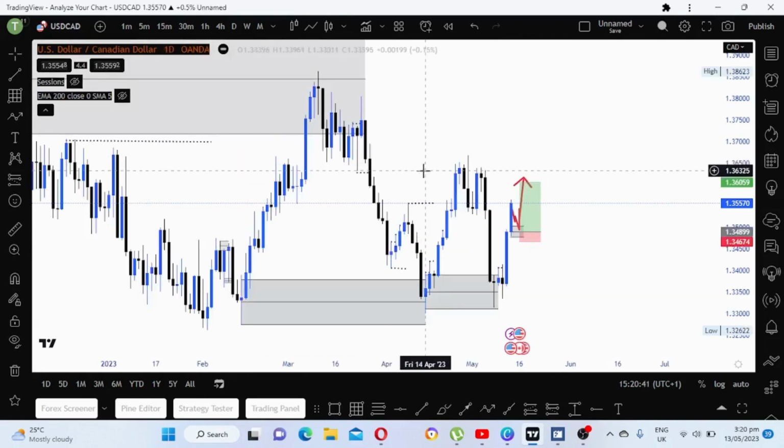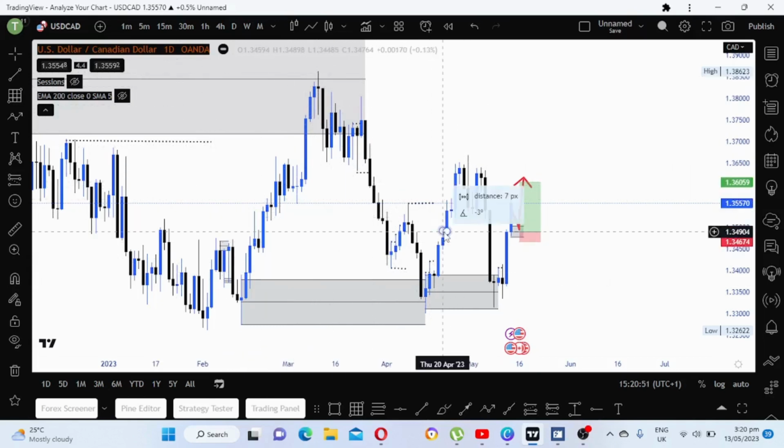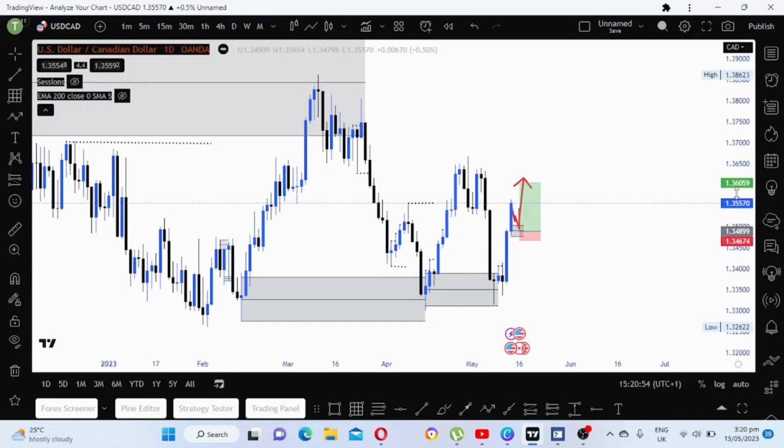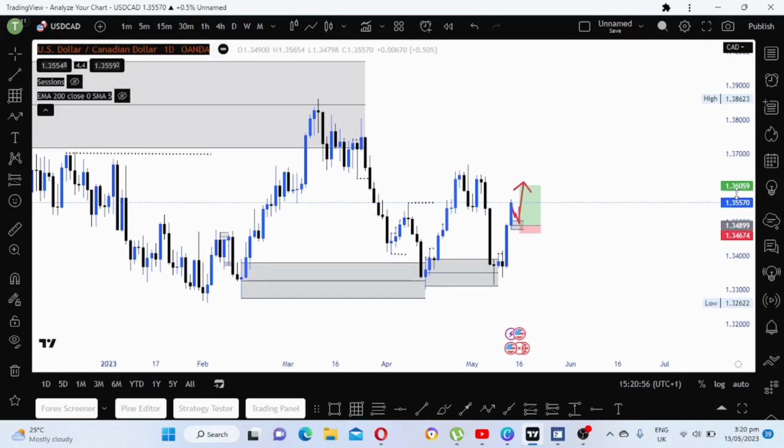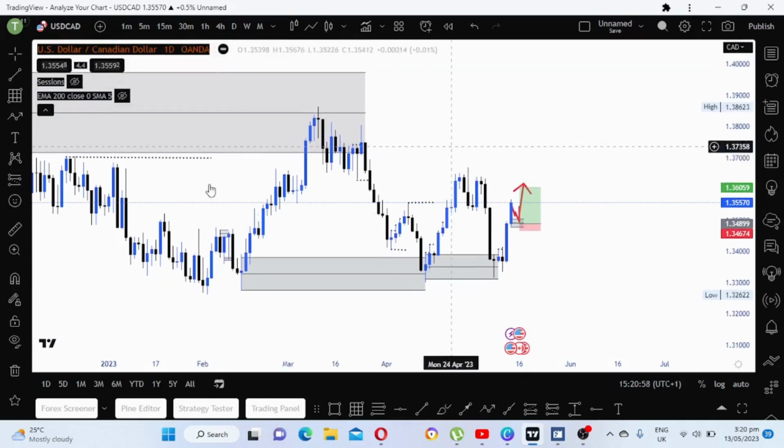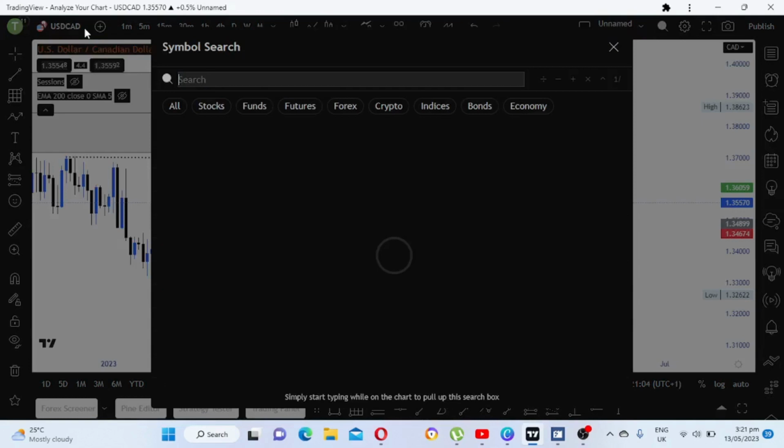But we've been consolidating around this area the whole time. We had a break of structure here, obviously, and we came back. So we are just trading in this whole zone, as you can see here. We are just consolidating in this zone. But yeah, that's my view on USD CAD.